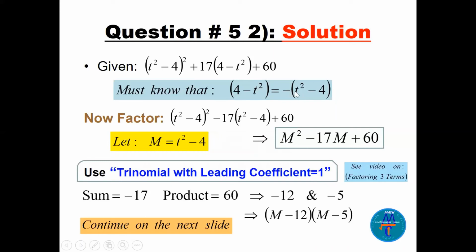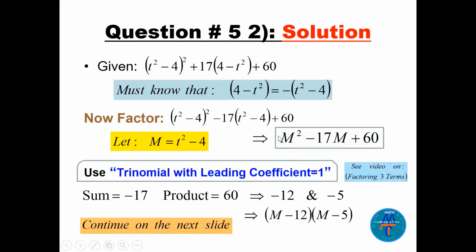Multiply minus times t squared will be minus. Minus times minus 4 will be plus 4. So instead of this bracket here, I can write all this with the minus, you see? So the minus now will be with the 17. See this minus. Now I have the same expression inside the bracket, t squared minus 4. To make the question simple and easy, I can say let capital M equal t squared minus 4. So now I have what? Capital M squared minus 17 capital M plus 60.